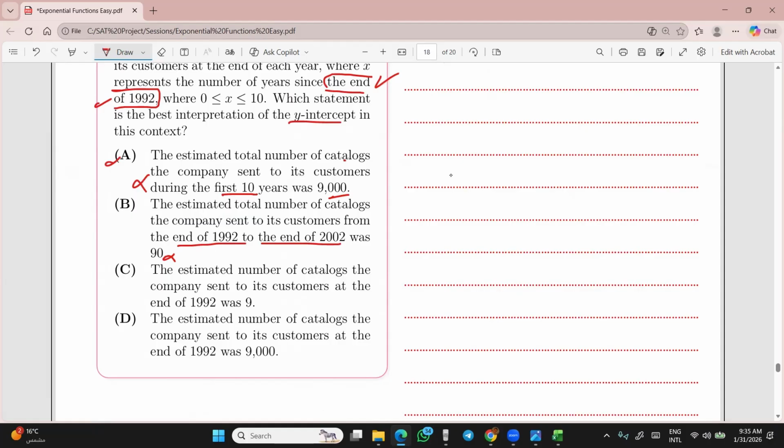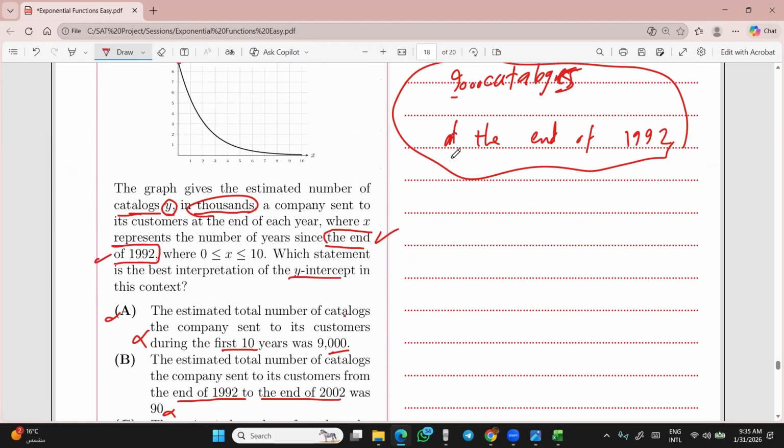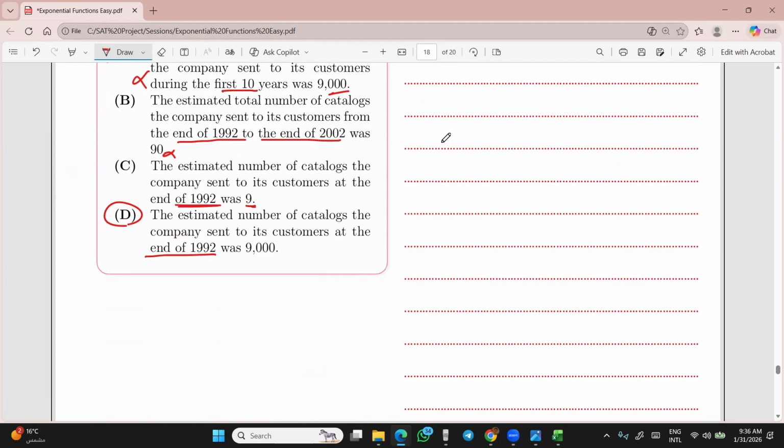Letter C, the estimated number of catalogs the company sent to its customers at the end of 1992. Yes, that's correct. Was 9? It should not be 9. It should be 9,000 because the question mentions in thousands, which makes letter D the correct option. The estimated number of catalogs the company sent to its customers at the end of 1992, as we mentioned here, was 9,000 catalogs, which is letter D.